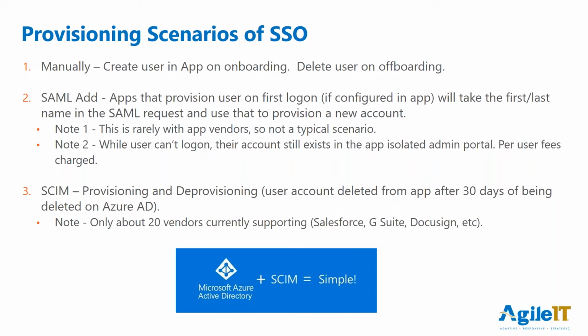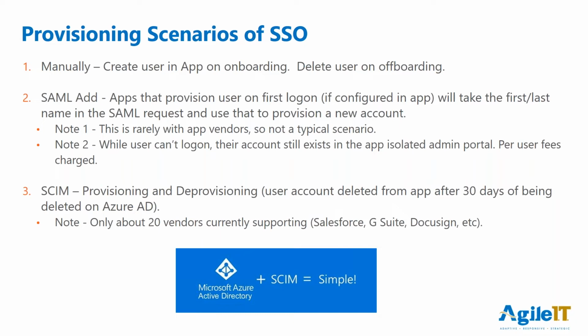So again, when I say SAML add, that means that the app is looking at the cert and we're passing over not only the email address, but maybe the first name, last name, title, department, phone number that the app supports. We can't just send everything over. The app has to have code to receive and process that. So if the app supports that, we can do that, and it will auto provision the app. But it does nothing really for us to deprovision the app.